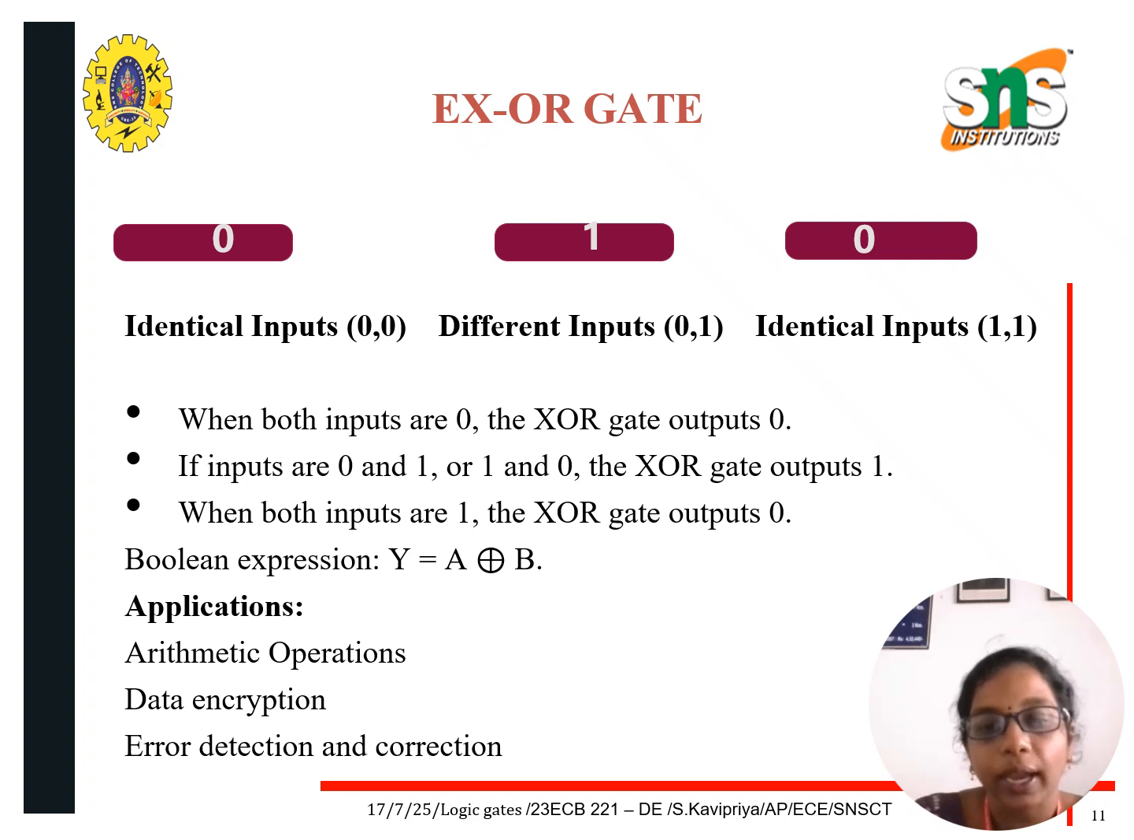And next is the XOR gate. The XOR gate produces output 1 only if the inputs are different, which means that if the inputs are 1 0 or 0 1, the output will be 1. If the inputs are identical, 0 0 or 1 1, it produces the output 0. The logical expression is y equals a XOR b. Applications are arithmetic operations, error detection and correction, and data encryption.